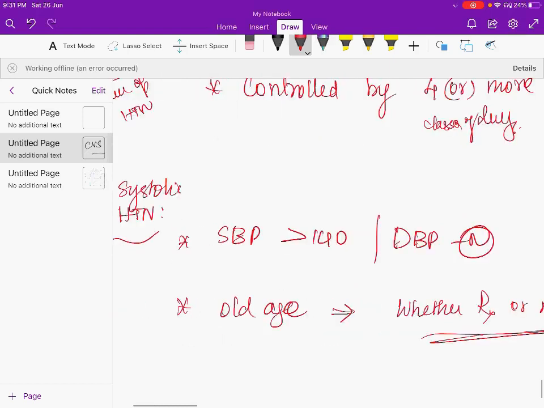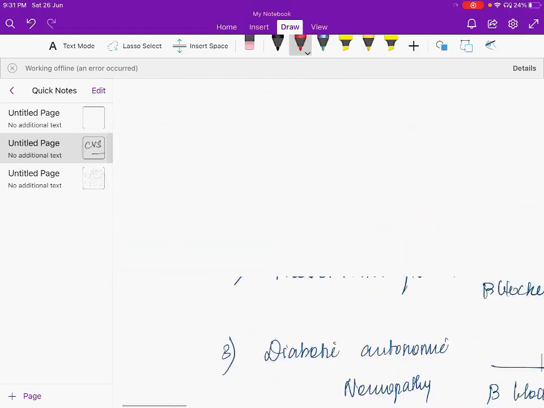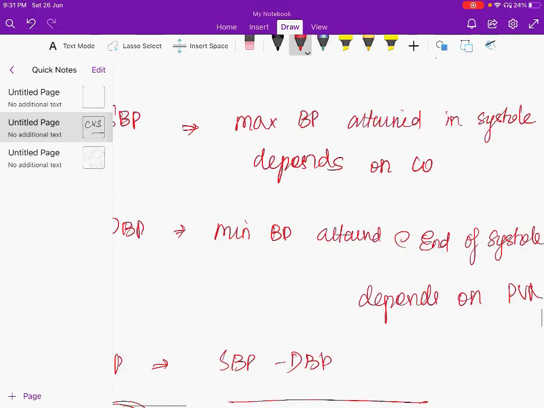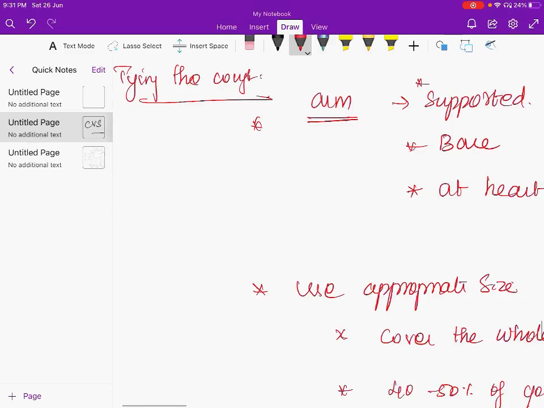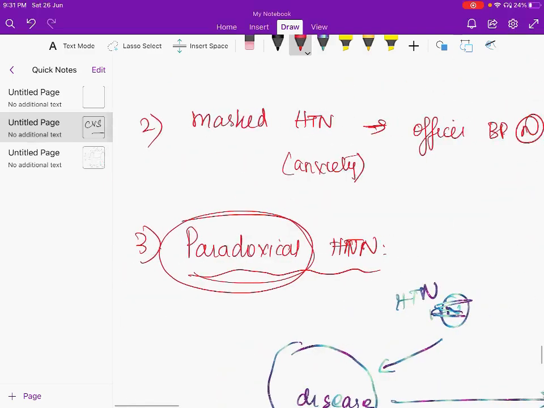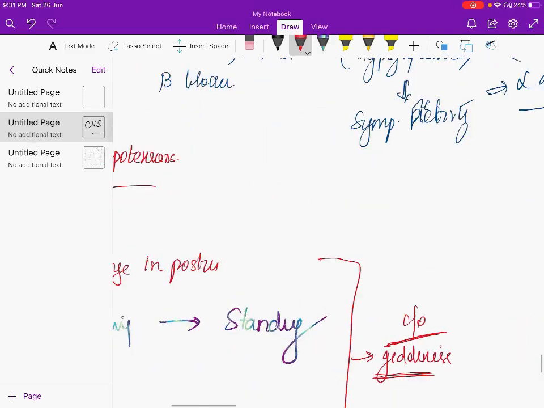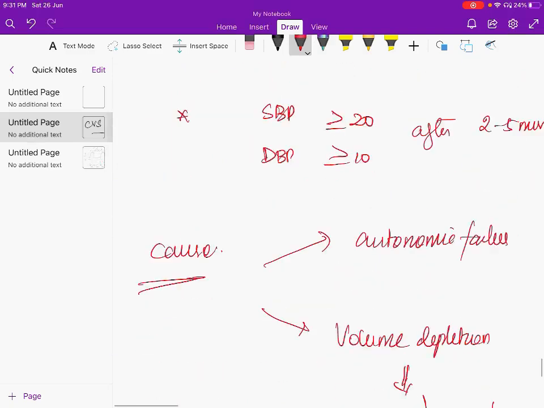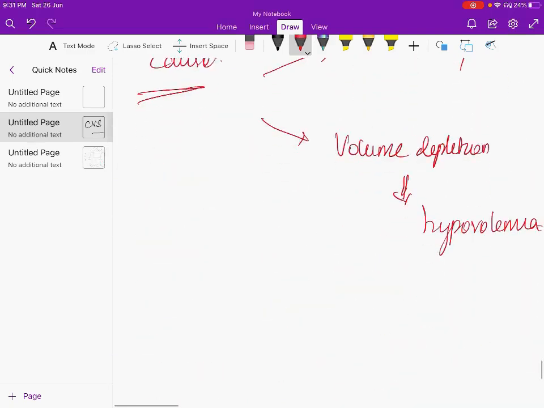Okay, so almost we have covered the hypertension part well. Any doubts regarding blood pressure or hypertension? I think we have covered much from the exam point of view and the clinical point of view also. So any doubts? Yeah, good.